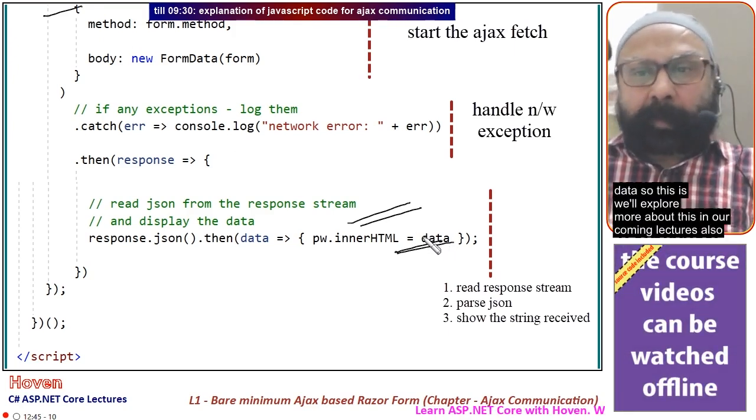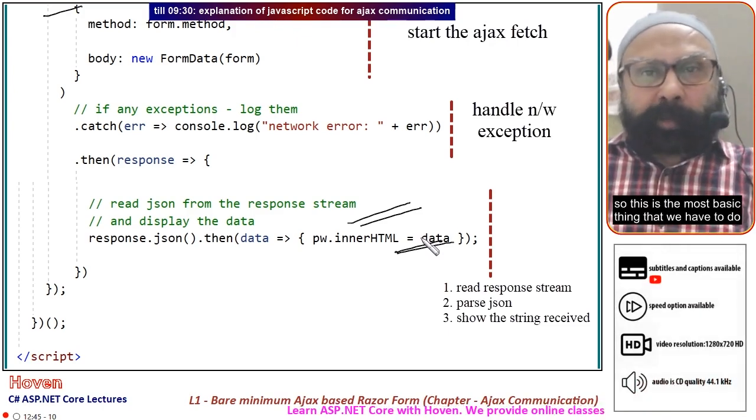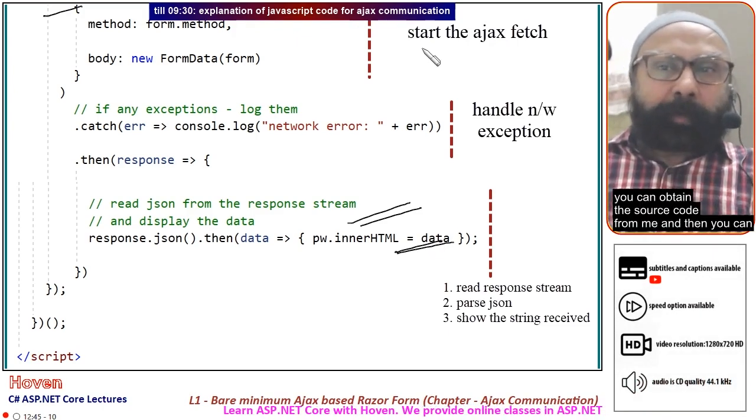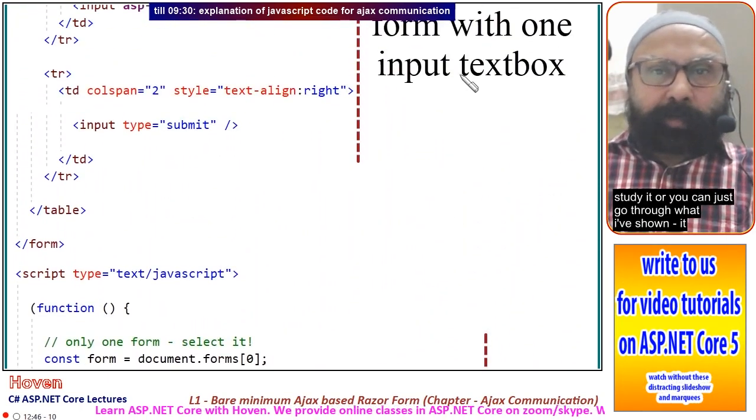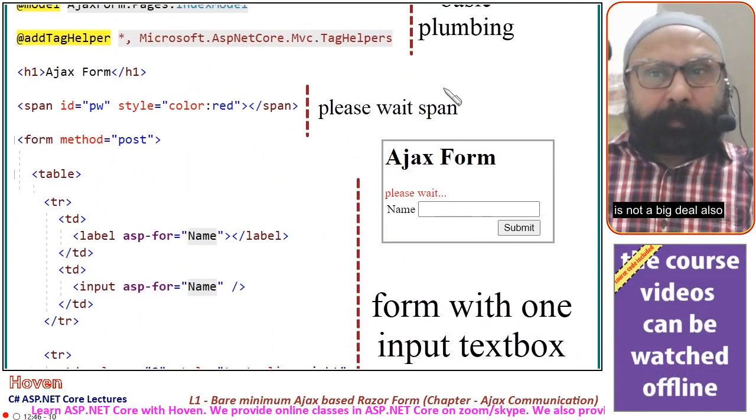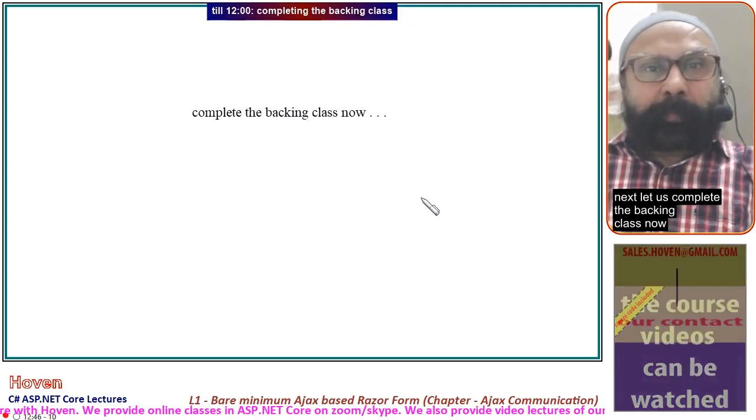We'll explore more about this in our coming lectures also. This is the most basic thing that we have to do. You can obtain the source code from me, and then you can study it, or you can just go through what I have shown. It is not a big deal. Okay. Next, let us complete the backing class now.